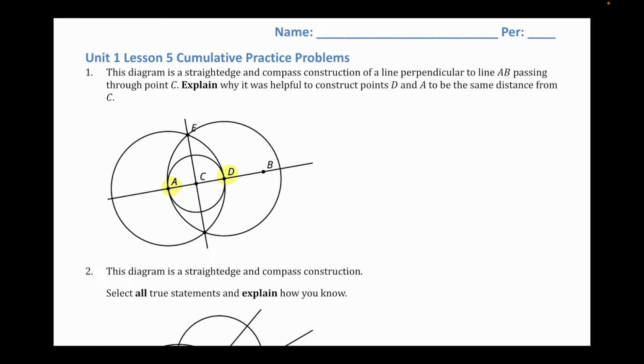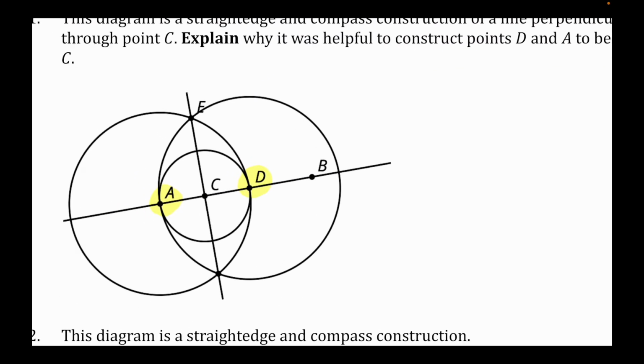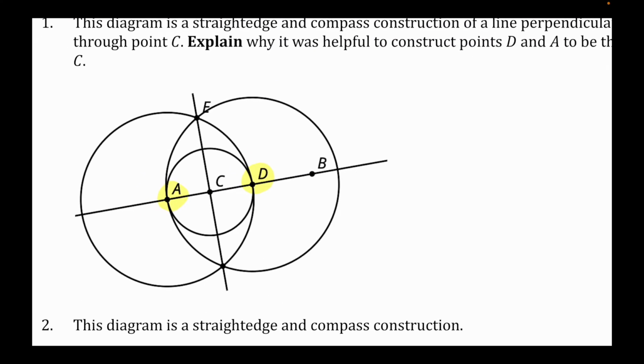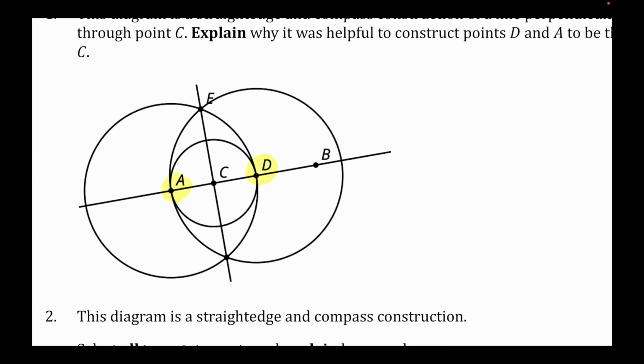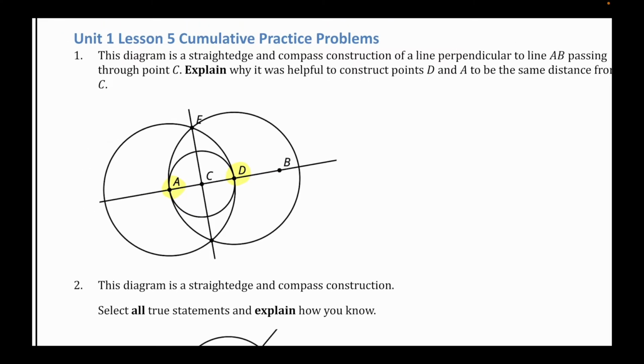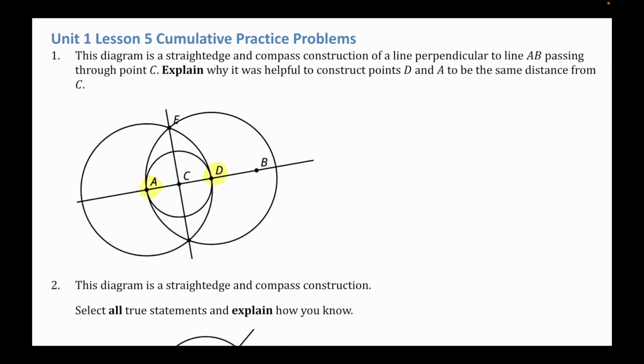It's helpful for us because if we want something to pass through point C, we can essentially make a perpendicular bisector. And to have them equal distances away from C means that C becomes our midpoint. And when C is the midpoint, that means we'll be able to create our perpendicular bisector passing through that new midpoint. So let's actually put that in some words.